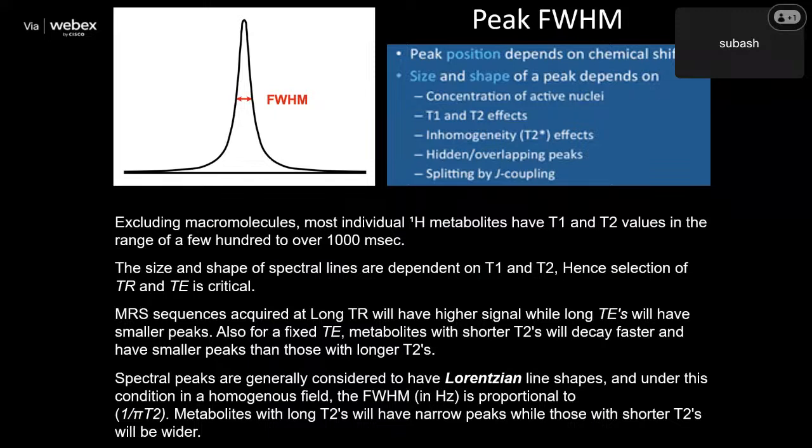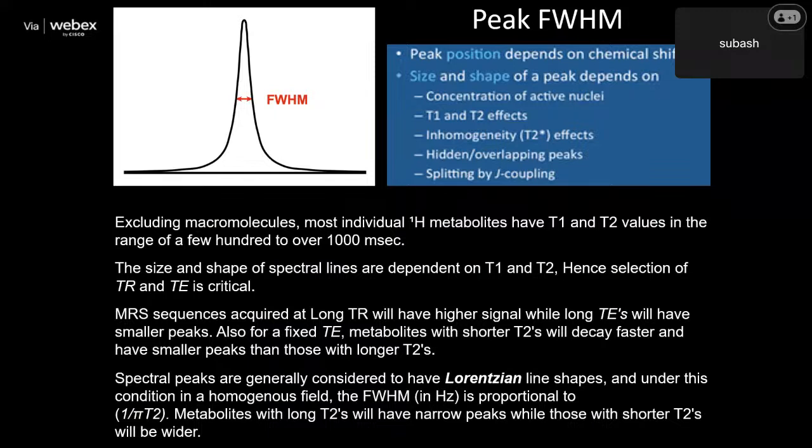And the size and the shape of the peak depends on the concentration of the active nuclei, T1 and T2 effects, and inhomogeneity effects, as I told you, T2 star. You all know now what T2 star means. Then hidden or overlapping peaks: there are a lot of peaks with very close chemical shifts, and because your homogeneity is not so good, these peaks are overlapped. So it is difficult to separate these peaks in vivo. Of course, in vitro you have much better ways to do it, but in vivo conditions, sometimes they are difficult to separate.